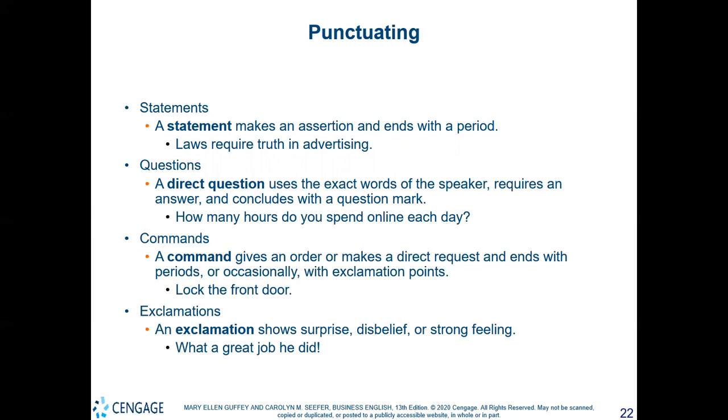Exclamations. An exclamation shows surprise, disbelief, or strong feeling. What a great job he did!